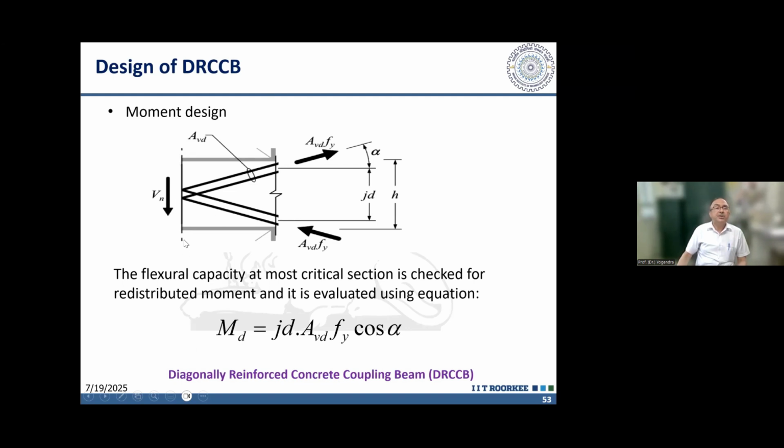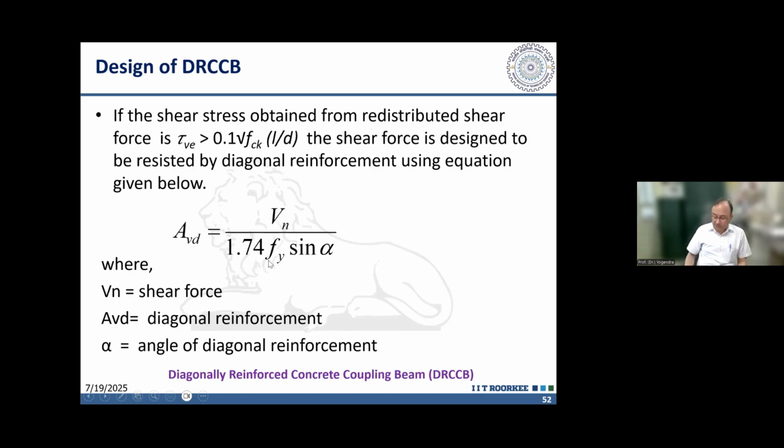So this is shown only symmetric half of the coupling beam. Actually, a similar coupling beam is continuing. So here a flexural hinge will form at the center, and here pure shear will be acting. And this shear will cause a shear force here and bending moment. So this diagonal reinforcement has to resist the shear force as well as the bending moment. So the vertical component of this diagonal reinforcement will resist the shear force, and the horizontal component will resist the bending moment. So we can calculate the amount of the reinforcement required from the bending point of view and also from the shear point of view.